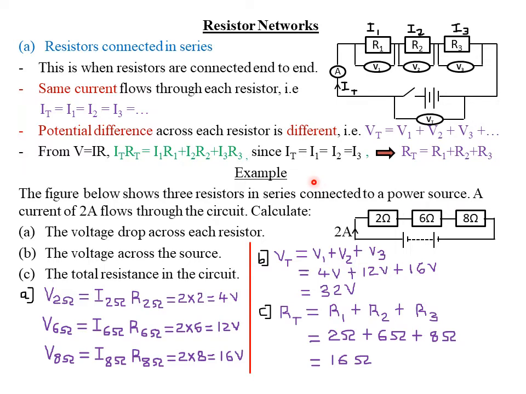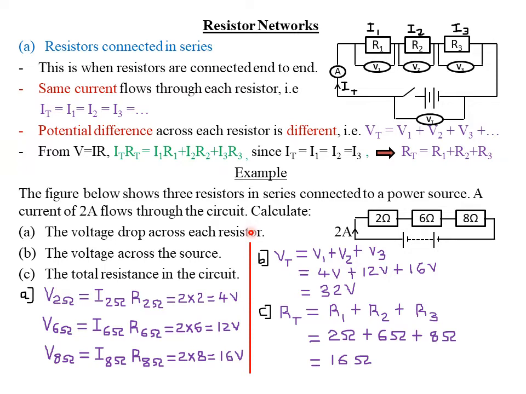So in connection to that, let's look at an example to help us conceptualize that formula. The question reads that the figure below shows 3 resistors in series connected to a power source. A current of 2 amperes flows through the circuit. So in short, this is I total, or the current from the source. We are required to calculate part A, the voltage drop across each resistor.